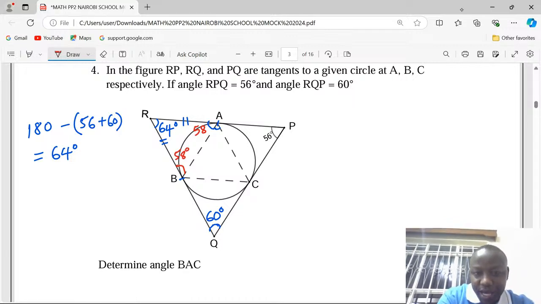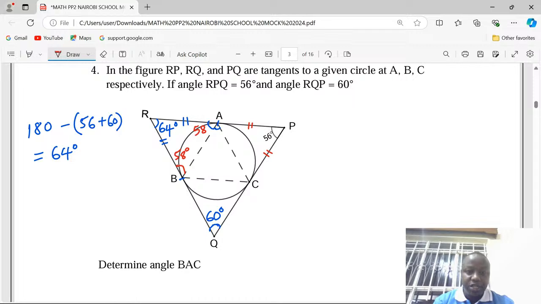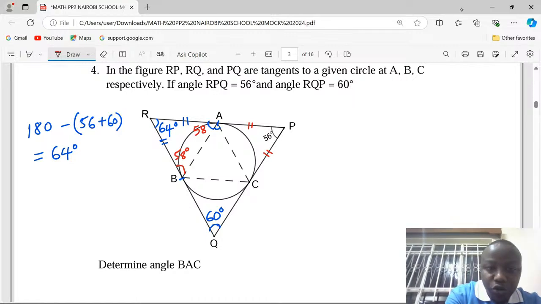Again, we're going to use point P. This length will be equivalent to this one because they are both tangents to the circle at A and C respectively. So we can say the base angles are equal again, and they will be equal to 62. So the angle at this point is 62 degrees, and the angle at this point is 62 degrees.